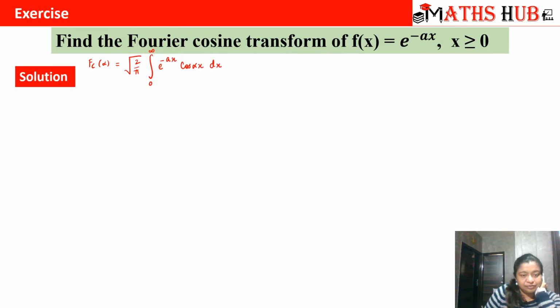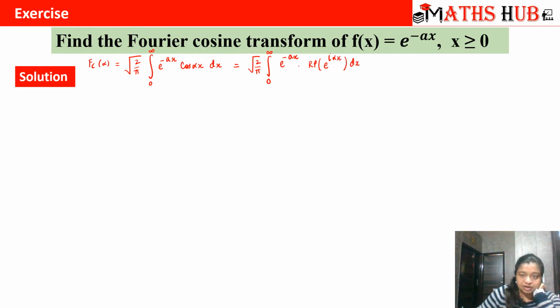Now, I told you in my previous video also that whenever you have the functions cos or sine, you can always convert them into exponential functions by writing cos as the real part of an exponential function and writing sine as the imaginary part of the exponential function. So you can always write this as under root 2 by pi integration 0 to infinity, and e to the power minus ax will come as it is. Now what is cos alpha x? We know that it is the real part of e to the power iota alpha x, right?